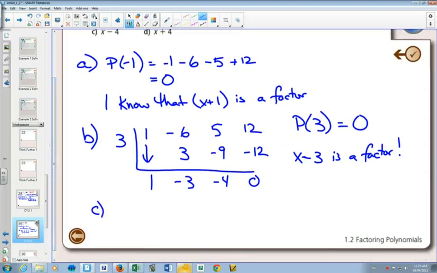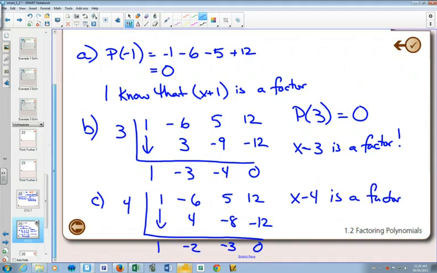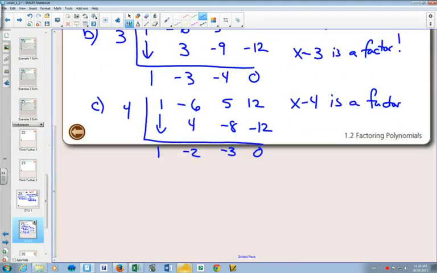I think 4 is a pretty big number as well. I'm going to use synthetic division. Bring down the 1. 4, -2, -8, -3, -12, 0. That means that x minus 4 is a factor. Are these all going to be factors? I seem to see a pattern: factor, factor, factor.